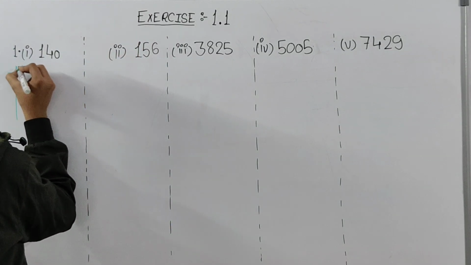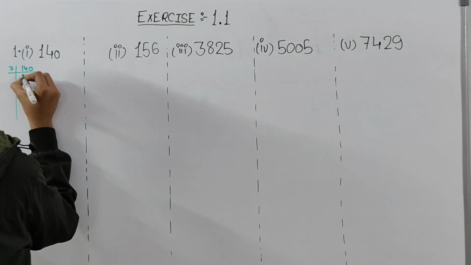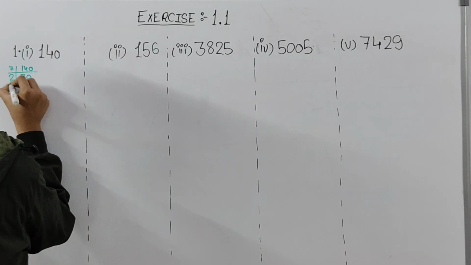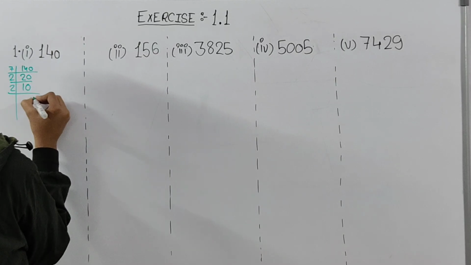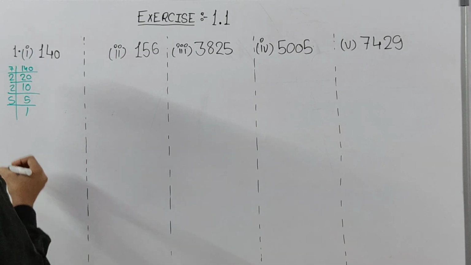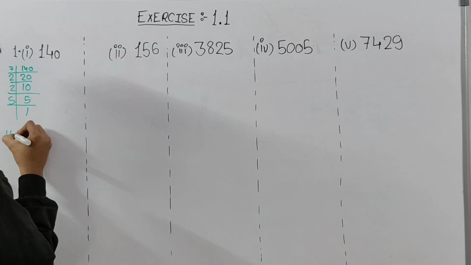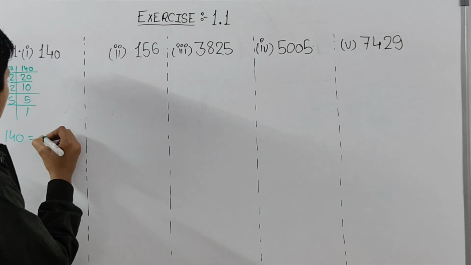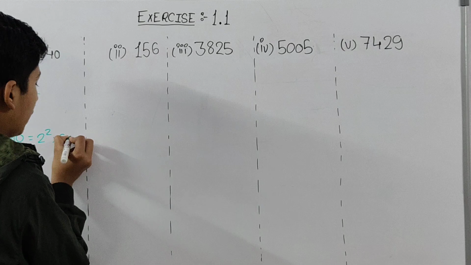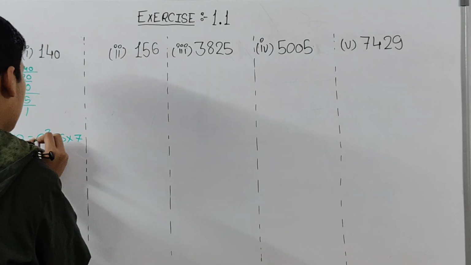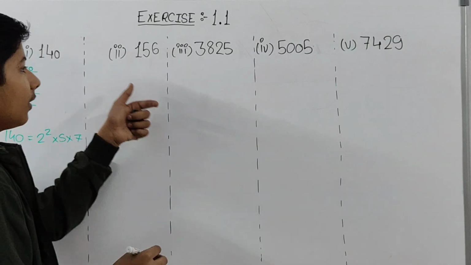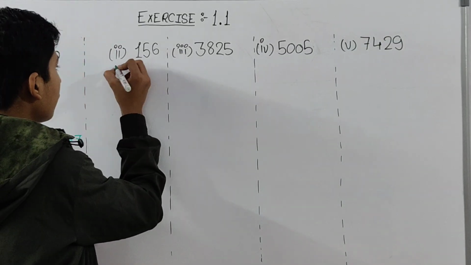Like 140, this can be divided by 2, then it will be 70. Divided by 2, it will be 35. Then divided by 5 it would be 7, and then 7 it would be 1. So it can be written as 140 equals 2 to the power 2 multiplied by 5 multiplied by 7. This is the answer. Similarly, we will solve these also.